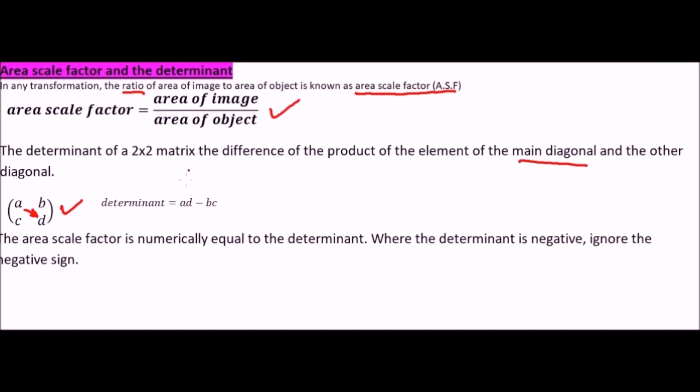Now, the relationship between the determinant and the area scale factor is that they are numerically equal. The area scale factor is numerically equal to the determinant. Where the determinant is negative, ignore the negative sign and take the value to be the determinant, which we are saying is equal to the area scale factor. So we are going to do an example and demonstrate that.